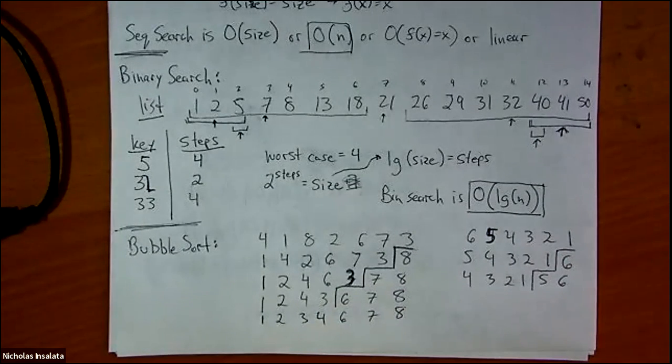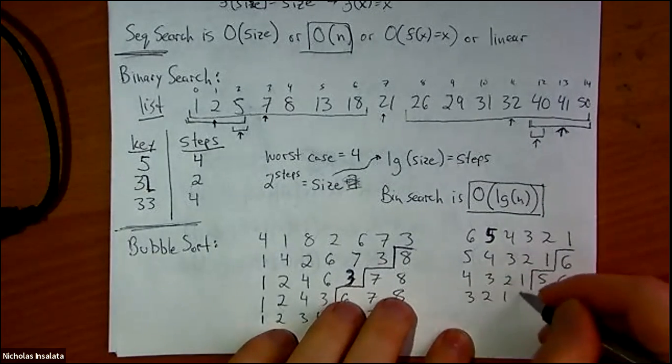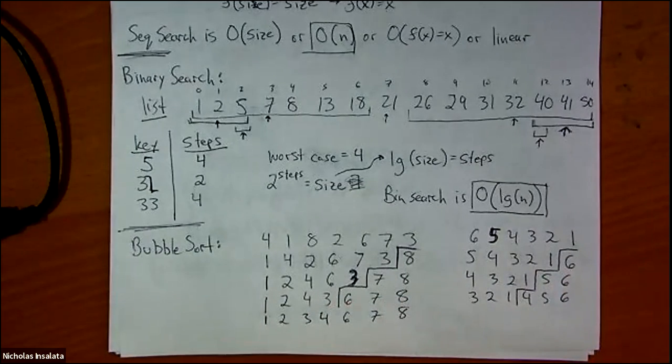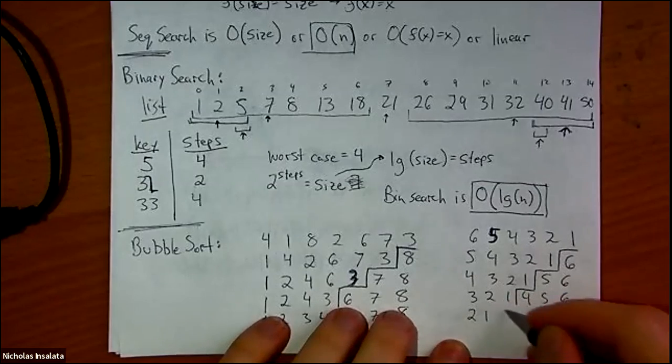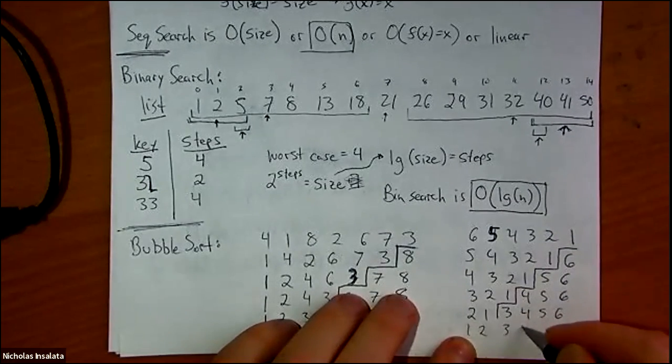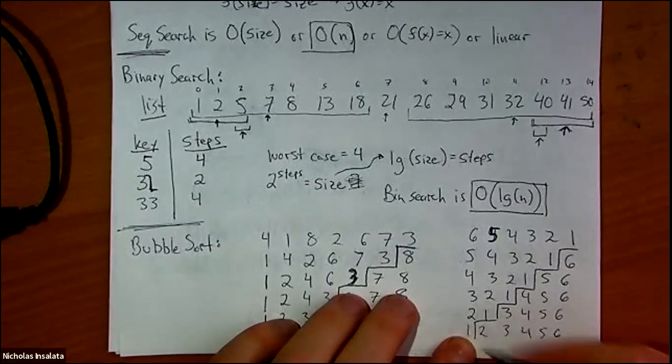Okay, what's my next round going to look like? Okay, 3, 2, 1, 4, 5, 6. Very good. Okay, so now I'm not going to do the 4. I know that's in the right place. Then 2, 1, 3, 4, 5, 6. I'm not going to look at the 3. And lastly, in order. 1, 2, 3, 4, 5, 6. Okay.